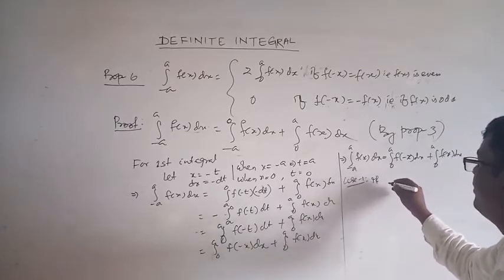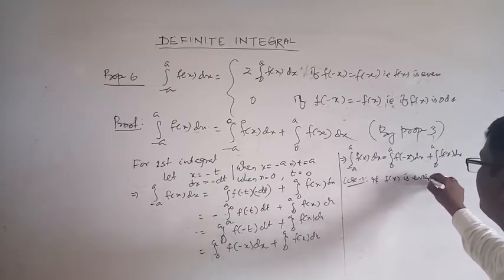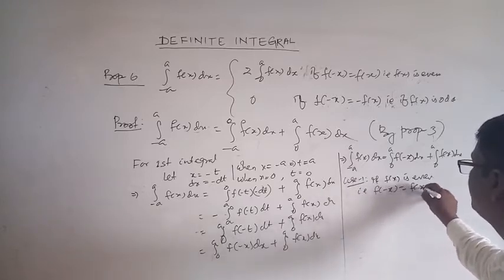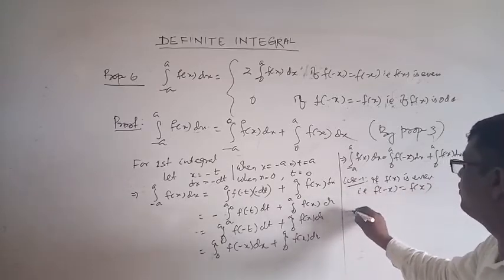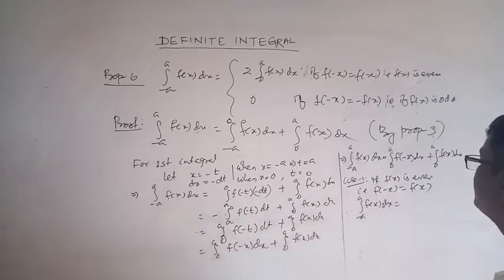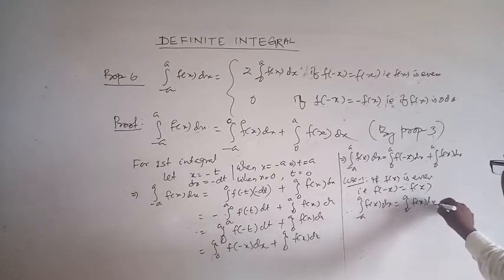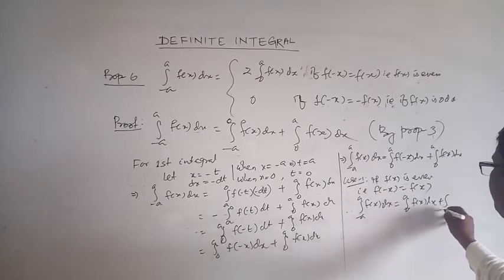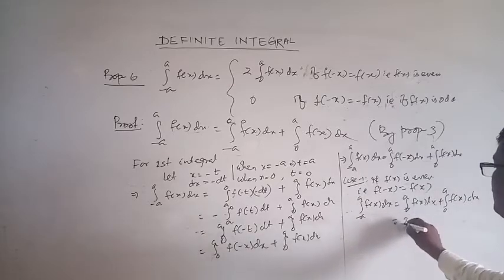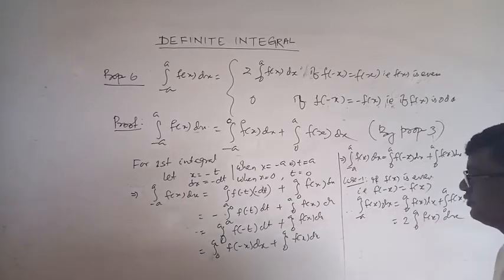If f(x) is even, that is f(minus x) is equal to f(x), then the integral from minus a to a of f(x) dx is equal to the integral from 0 to a of f(x) dx plus the integral from 0 to a of f(x) dx. So this is equal to 2 times the integral from 0 to a of f(x) dx. Okay.